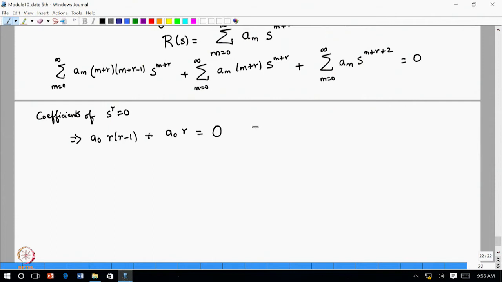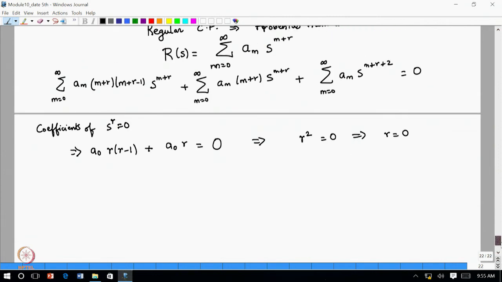So this has to be equal to 0, and if you add up these two, you will just get a 0 times r square equal to 0, or r square equal to 0. This implies r equal to 0. So r equal to 0, and then the solution has this form: r of s is equal to the sum over m equal to 0 to infinity of a m s raised to m. So it just looks like a regular power series.